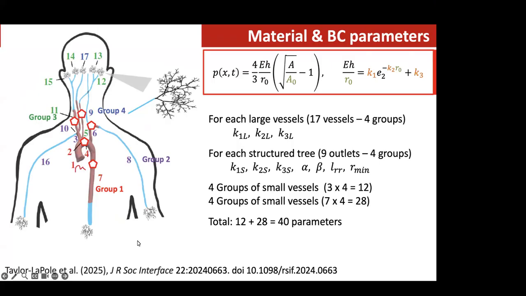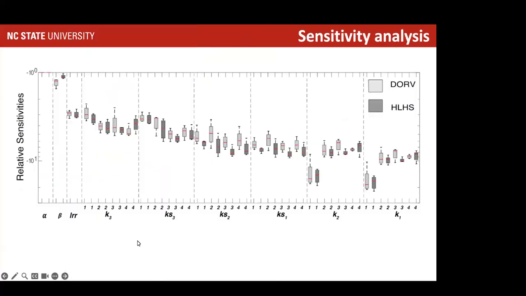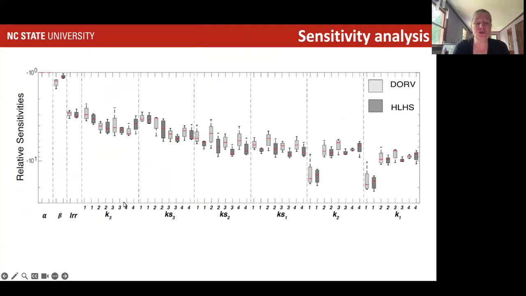You really have a parameter for each vessel, but that's impossible to do. So we limited our parameter values to groups. And so we said all the vessels of the same type should be in the same group, which means they have the same parameters. Okay, got it. Thanks. And so the 1, 2, 3, 4 are the groups. We have all the K3, KS3, that's the stiffness in our boundary condition, and K3 is the stiffness in the large vessels.